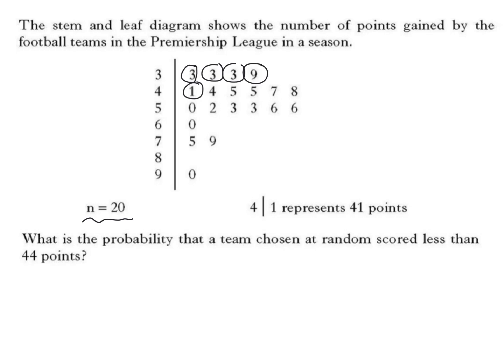Now, whenever this crops up in a test, people say, do you include the 44? No, you don't. Read the question. It says less than. So you're only looking at the numbers less than 44. So there were 5 there out of a possible 20. And 5 out of 20 simplifies down using the 5 times table to 1 out of 4. So 1 in 4 chance. If you were to include the 44, it would say what is the probability that a team chosen at random scored 44 or less. So watch the language in it.